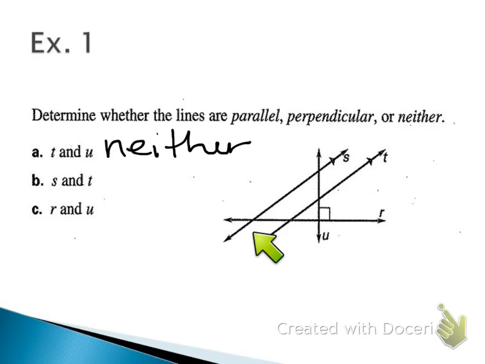S, T, what about those? Those are parallel. Good. If you want to show parallel without writing the word parallel, you can do the two parallel lines. And then R and U. Yep, R is here, U is here. You can see this little box indicates that they are perpendicular. Perpendicular is an upside down T. What are your questions?